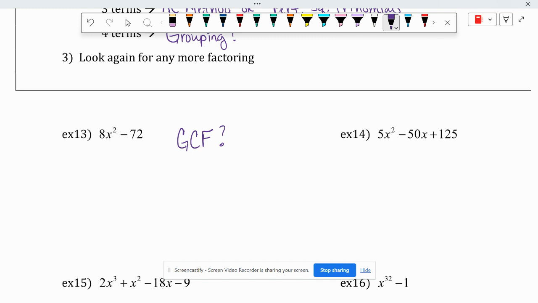Are they both even? 8 and 72 are both even, right? So that means it's definitely divisible by 2. Are they both divisible by 4? I don't know. Let's check. Here's how I do that.